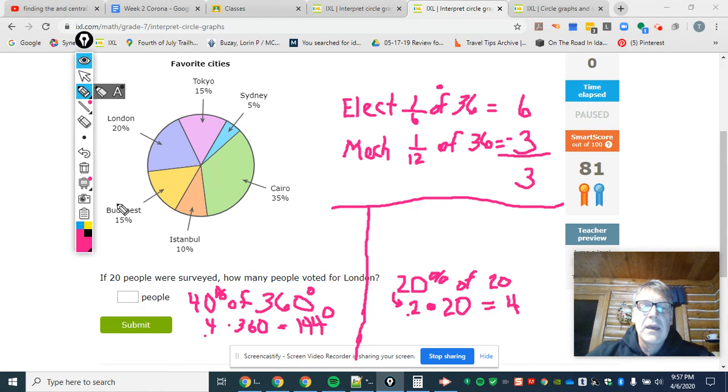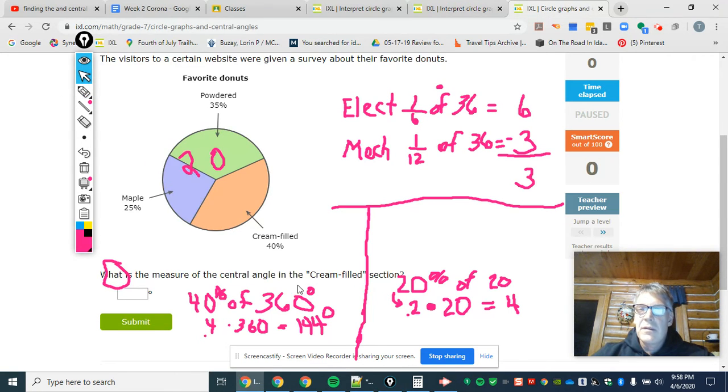The second problem you're going to get is they're going to give you a percent, and these are a lot easier. Basically, I want London. The key right here is, what does the circle graph represent? It represents 20 people. So London is 20%, and I want to find 20% of the total 20. Change your percent to a decimal, move it over 2 spots, 0.2. Of means times 20. If I take 0.2 times 20, I'm going to get 4. So that's 4 people.